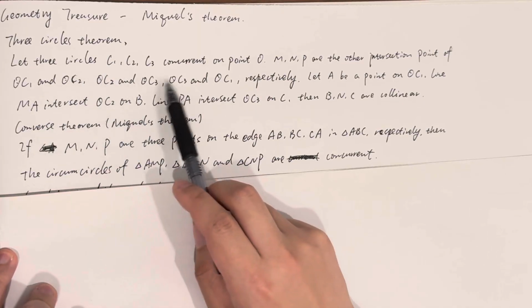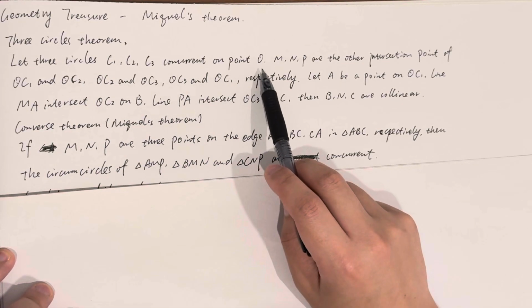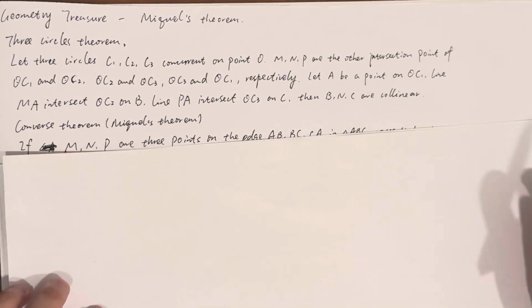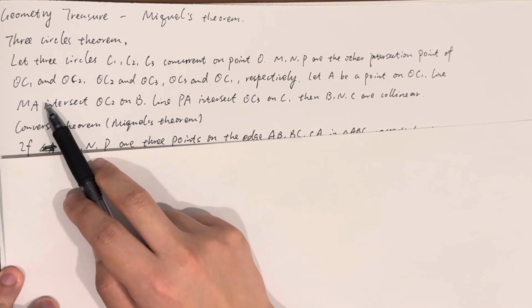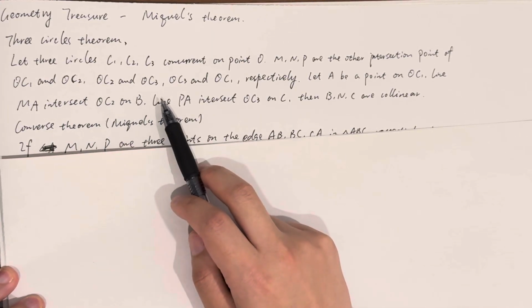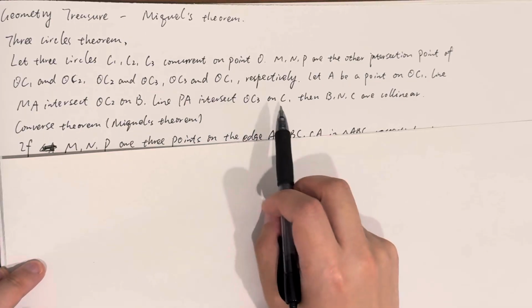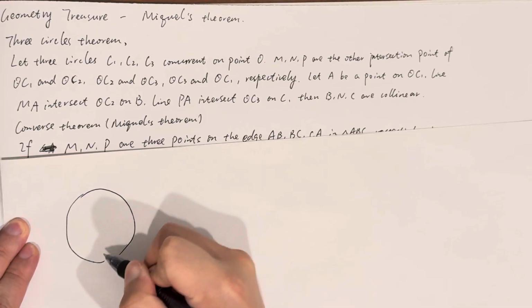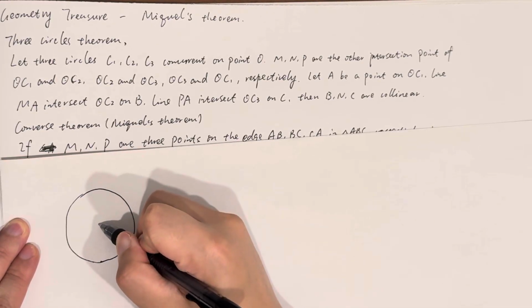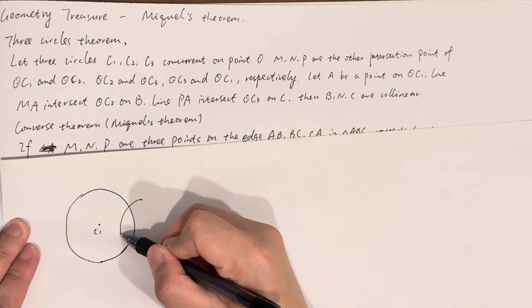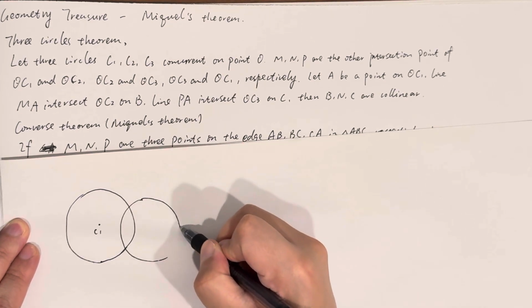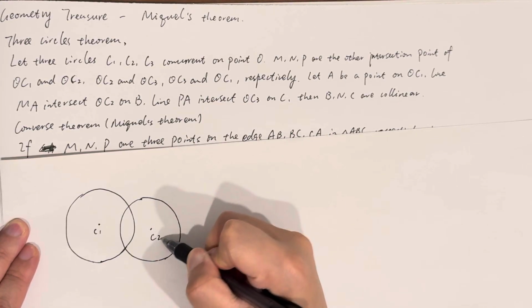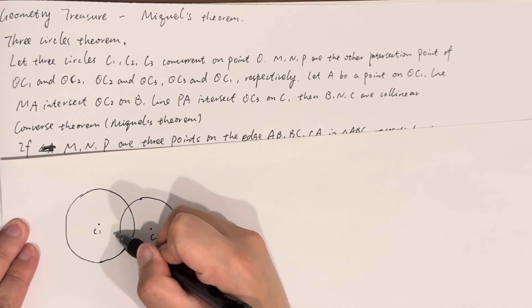Let three circles C1, C2, C3 be concurrent at point O. M, N and P are the other intersection points of circle C1 and circle C2, circle C2 and circle C3, circle C3 and circle C1 respectively. So let's just draw the figure first here. Let's call this one C1. This is another circle C2, and this point, let's call it O.